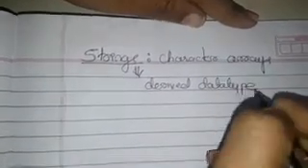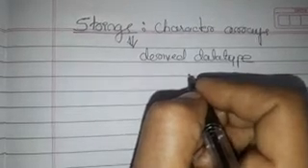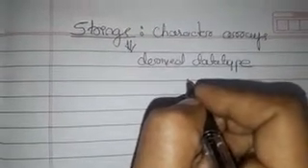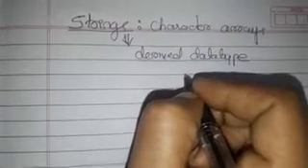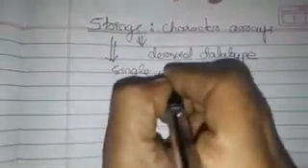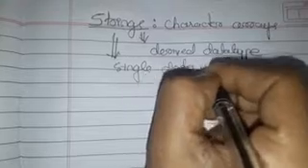So what is a string? A string is a character array, that is, a sequence of characters that is treated as a single data item.